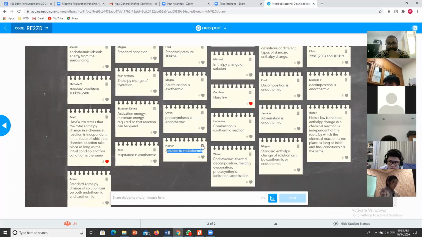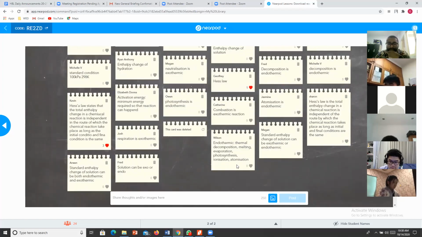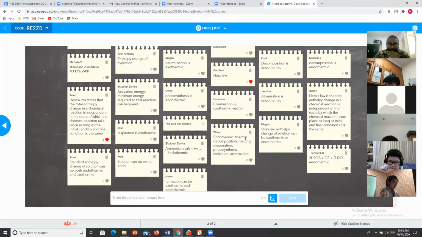I'm going to erase this. This is wrong, Nathan. Okay, I'm going to delete this. Solution can be both endothermic and exothermic. So, Nathan, I'm going to delete this. Endothermic, okay. So melting, evaporation, photosynthesis, ionization, atomization, okay. Thompson mentioned this is endothermic. Yes, Thompson, you're correct. Okay, this is going to be decomposition reaction.